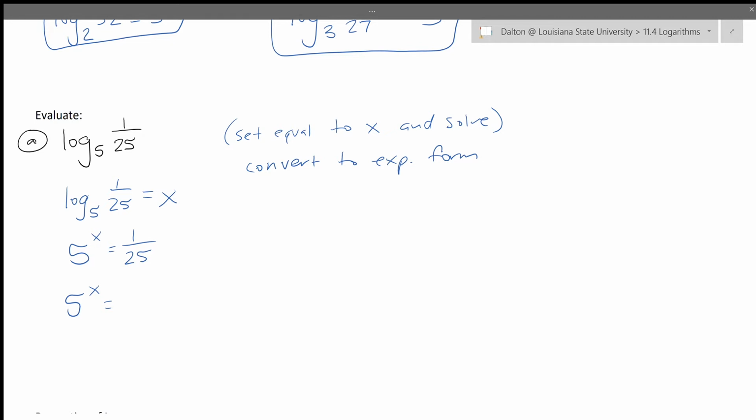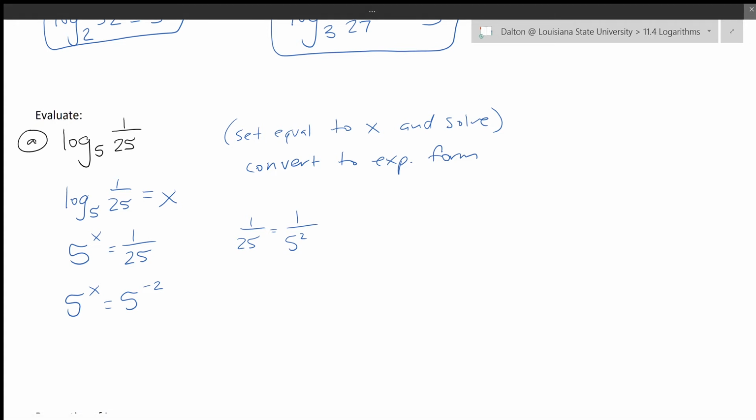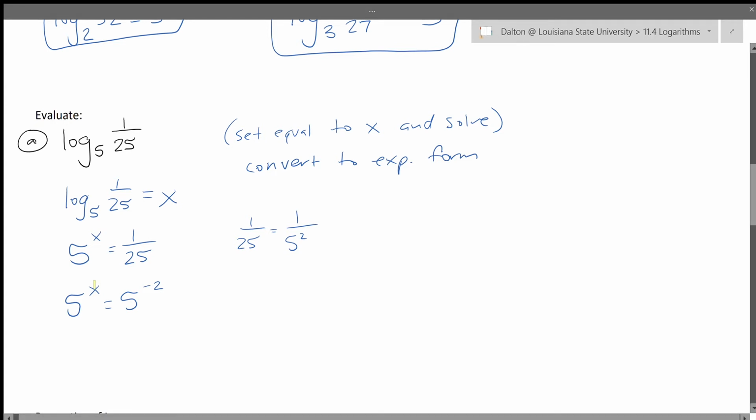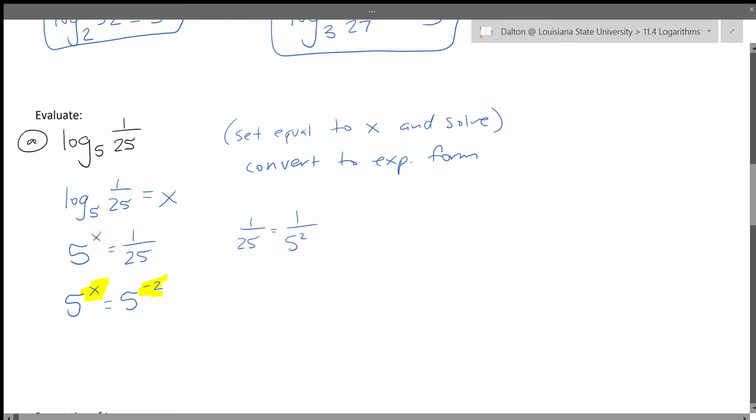Yeah, 5 to the negative second. You may take an intermittent step and say, okay, I know 1/25 is 1/5 squared, and then 1/5 squared is the same thing as 5 to the negative second power. And then when you get down to this part, you're golden. Your bases are the same, which implies that your exponents must also be the same. So if I have 5 to something power and 5 to something else power, because my bases are the same, the exponents must be equivalent. So in order for these two things to be equal, x, the variable, must be -2.